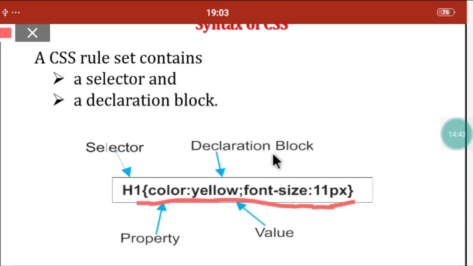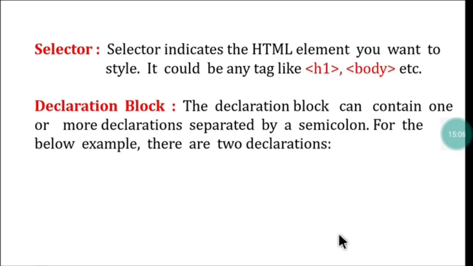We call it the declaration block. And this is the property. Color is the property. Yellow is the value. So this is the rule you have to follow while declaring this cascading style sheet, or the style for the text. Next, selector. As I told you, I use the H1. You can use the body, bold, italic, underline. It indicates the HTML elements you want to style. It could be any tag like H1, body, etc.